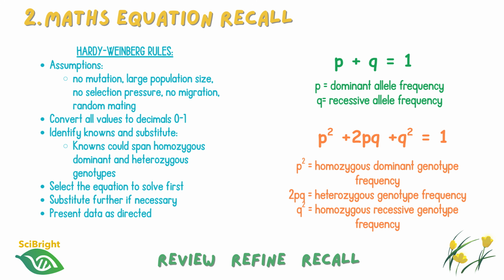However, for Hardy-Weinberg, here are the rules. And if the question suggests any selection pressure is occurring, for example, a lethal genotype or a pesticide being used to kill organisms, then you cannot use Hardy-Weinberg to determine allele frequency. Now, remember, p and q are the allele frequencies. p squared, 2pq, and q squared are the genotype frequencies, and that a dominant phenotype frequency will include p squared and 2pq genotypes.